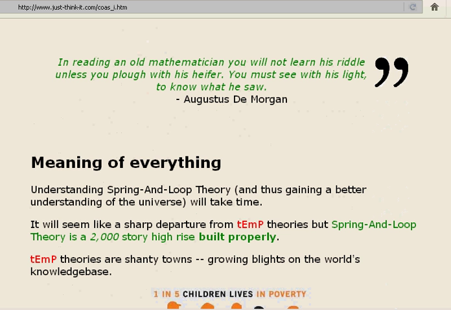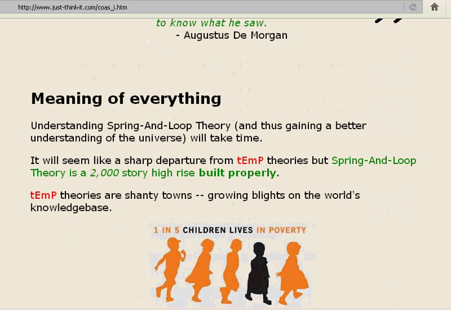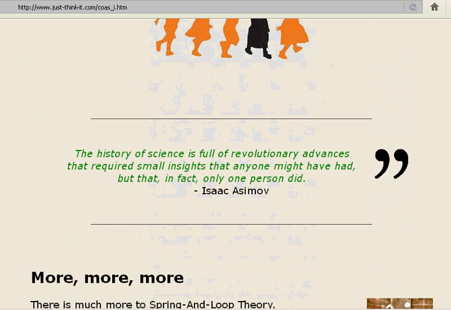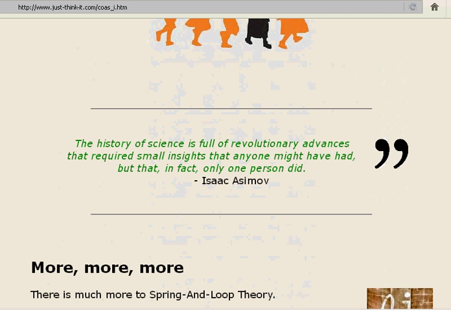Understanding spring and loop theory, and thus gaining a better understanding of the universe, will take time. It will seem like a sharp departure from temp theories, but spring and loop theory is a 2,000-story high-rise built properly. Temp theories are shantytowns, growing blights on the world's knowledge base. The history of science is full of revolutionary advances that required small insights that anyone might have had, but that, in fact, only one person did. Isaac Asimov.